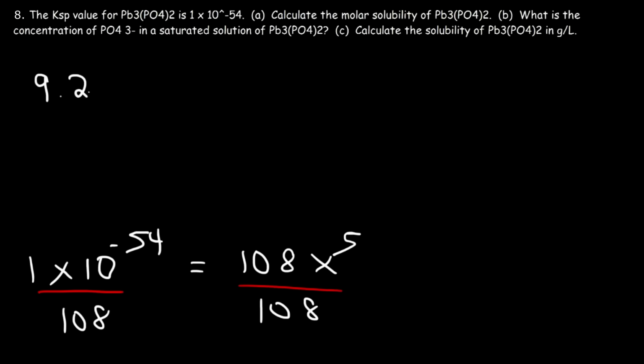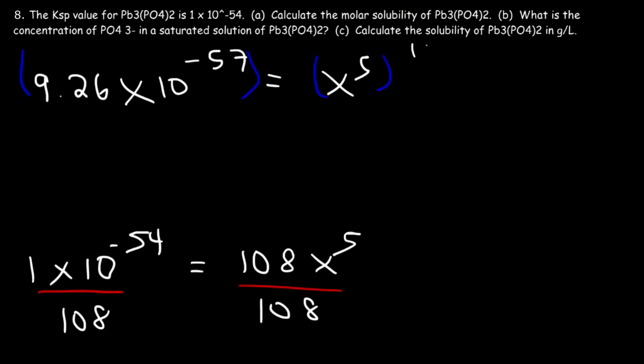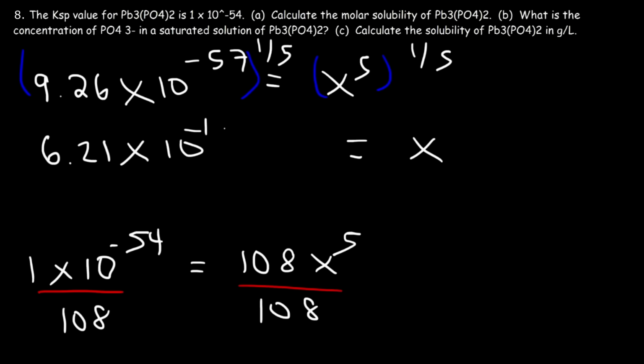So it's going to be 9.26 times 10 to the negative 57. And that's equal to x raised to the fifth power. So we need to raise both sides to 1 over 5. So on the right side, this is going to equal x. On the left side, this is going to be 6.21 times 10 to the negative 12 moles per liter. And so that's the answer for part A.